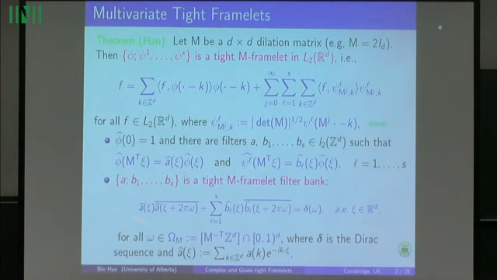So, I'm using this notation. A filter just means a sequence of l2 sequences, and you can put them into the Fourier transform. You are going to get a 2π-periodic function. You are going to see this in the construction of tight framelets.